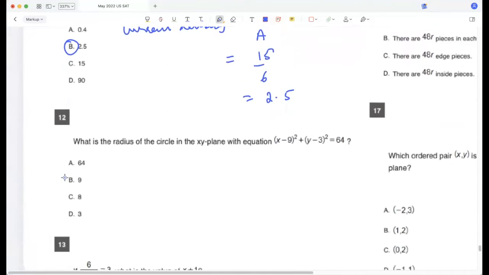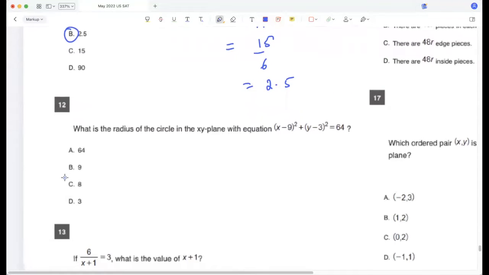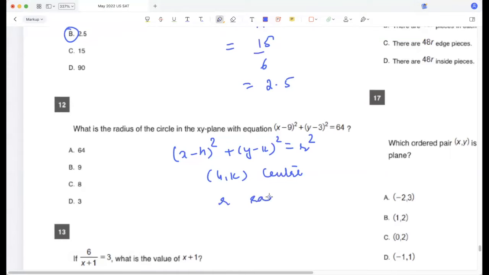What is the radius of the circle in the xy-plane with this equation? So the equation of a circle is (x - h)^2 + (y - k)^2 = r^2, where (h, k) is the coordinates of the center and r is the radius. So here r squared is 64, so the radius is 8.